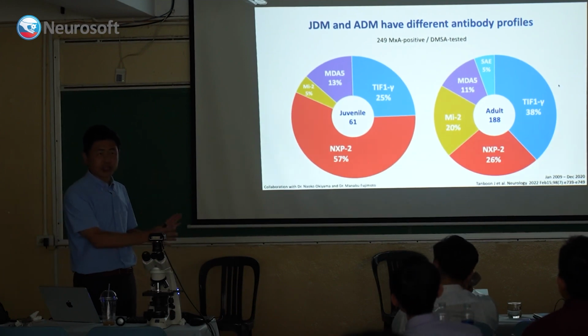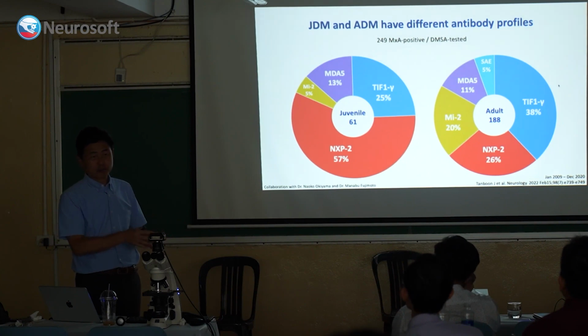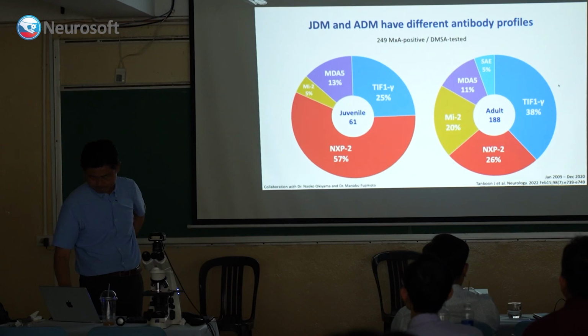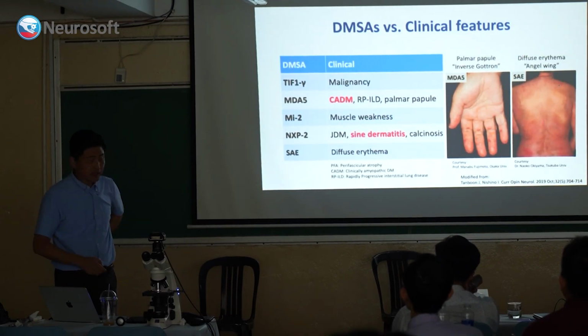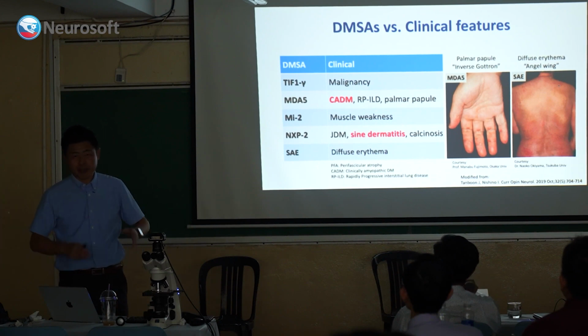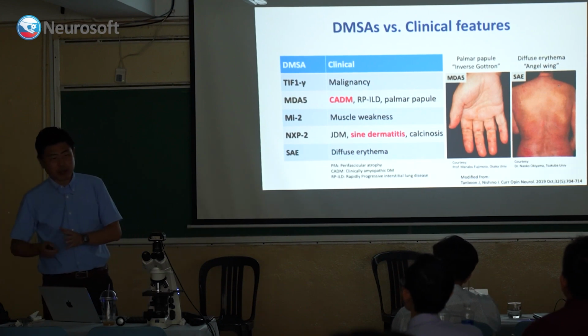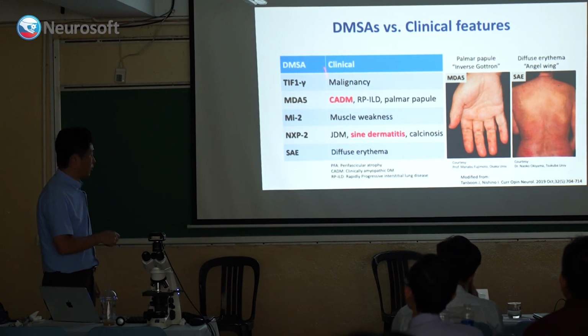Again, all those cases were confirmed. The diagnosis was confirmed by MSA expression or muscle pathology. Okay, so then it's now known the subtype of the dermatomyositis by positive autoantibodies.